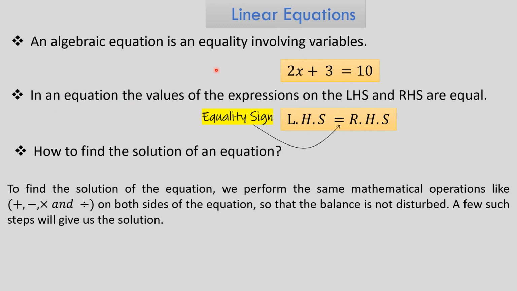In the beginning of this chapter 2, linear equations in one variable, we have already learned that an algebraic equation is an equality involving variables. It has an equality sign. We have already covered this part in a very detailed manner. Kindly do watch our previous video.